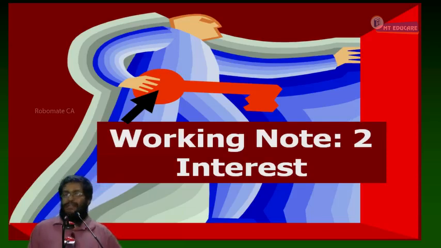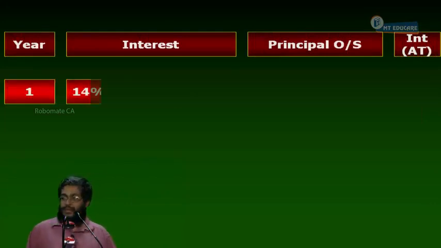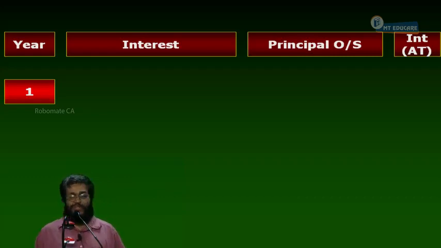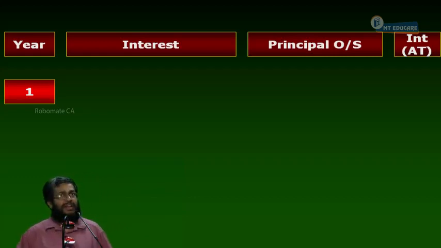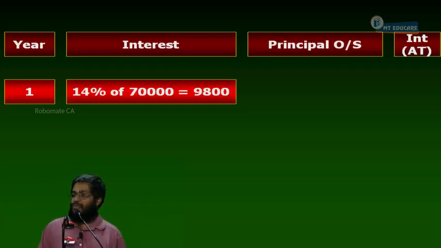Step 2, interest. Year 1: year, interest, principal outstanding, interest after tax. And whenever I pay interest, I can save tax on that, yes or no? First year, they charge me interest on how much rupees? 90 or 70? A down payment of 20 is given, so he is financing only 70,000. So interest is 14% of 70,000, which is equal to 9,800.